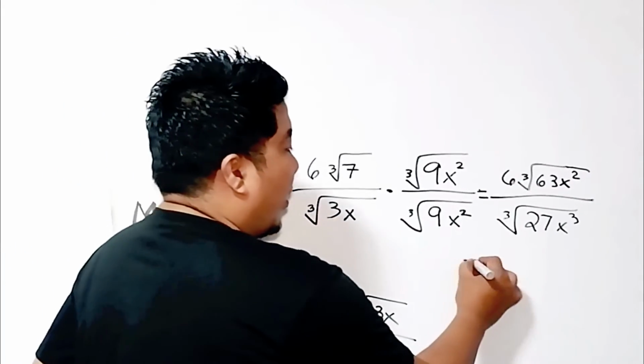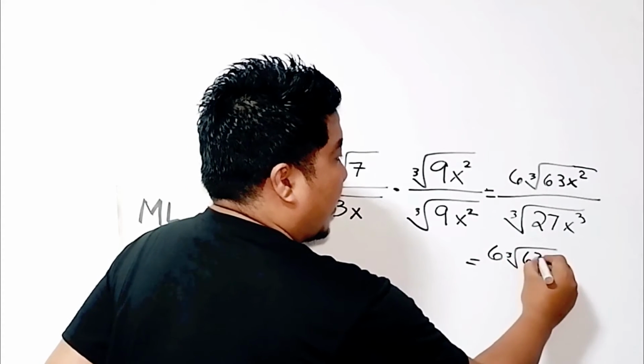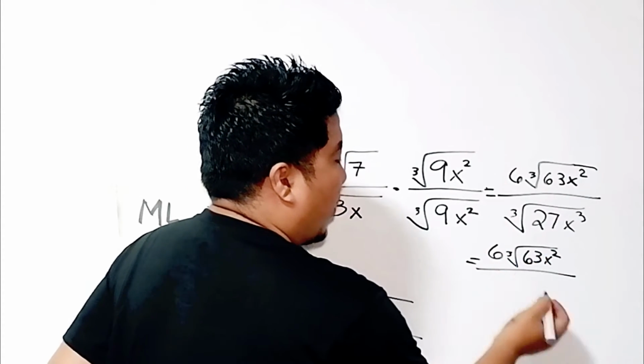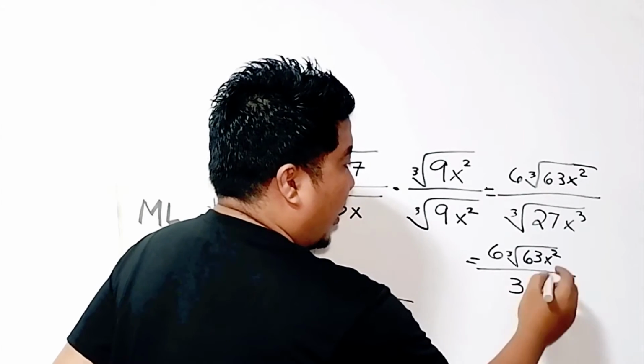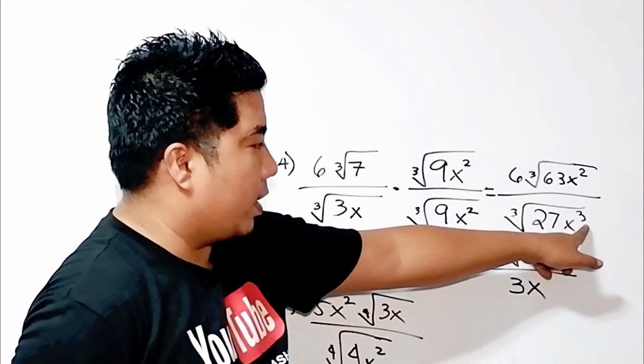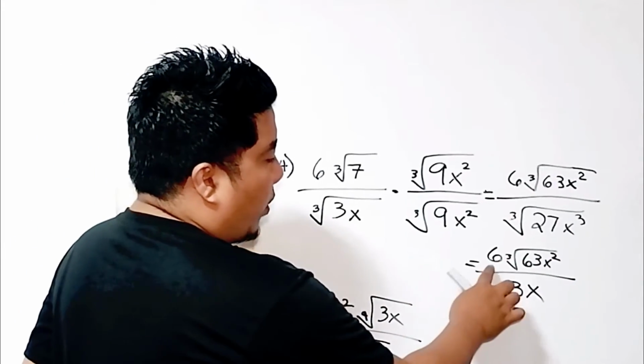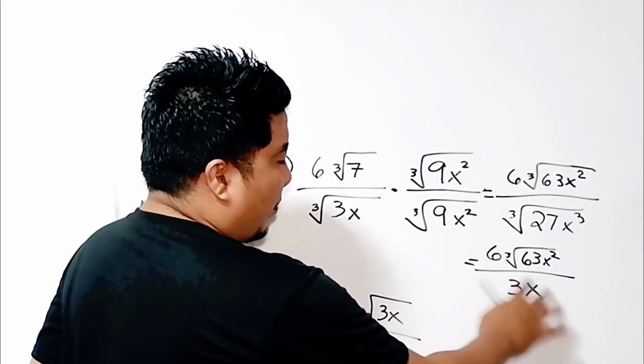Now, by simplifying, we have 6 cube root of 63x squared over 3x. Because the cube root of 27 is 3 and the cube root of x cubed is x. Now, as you can see, on the outside we have 6 and 3. So, we can simplify this one.